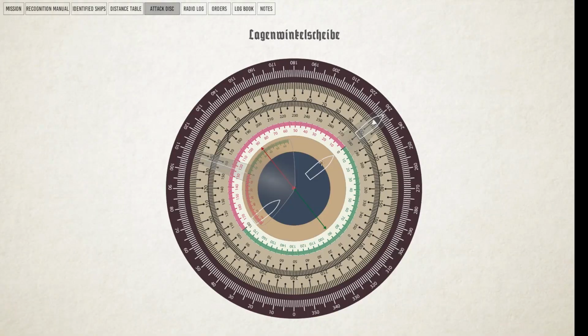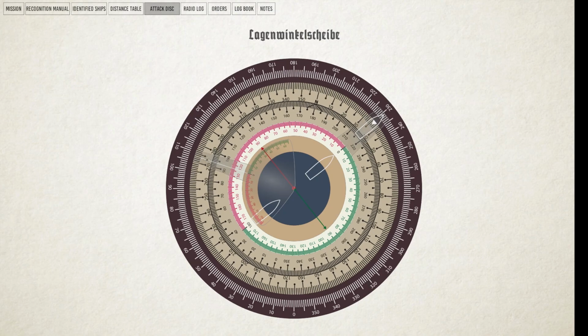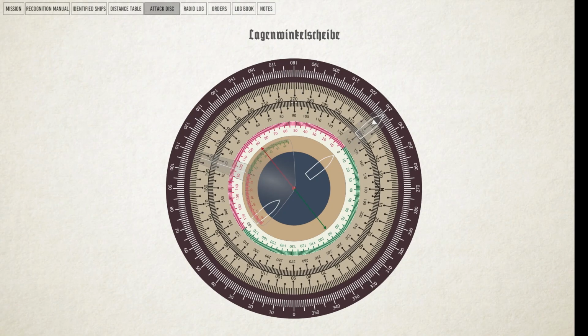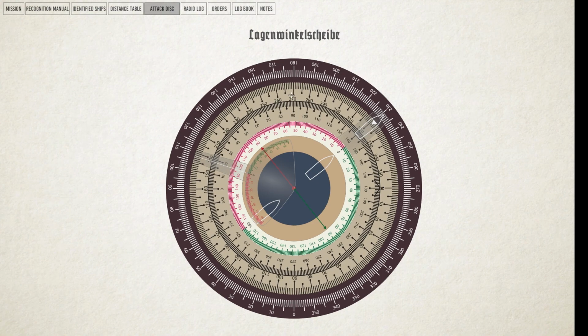So let's close this and bring up the attack disc. So our course is 270 degrees. So I will set the true course disc so that 270 is pointing upwards to align with 180 degrees of the outer ring. Don't get confused by this. So 270 is pointing upwards.